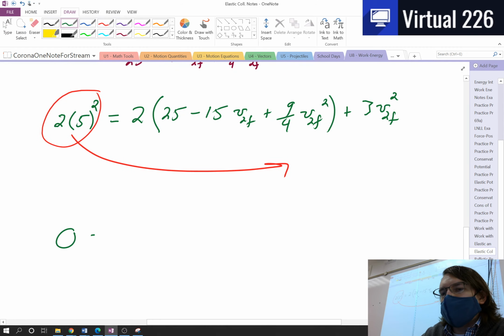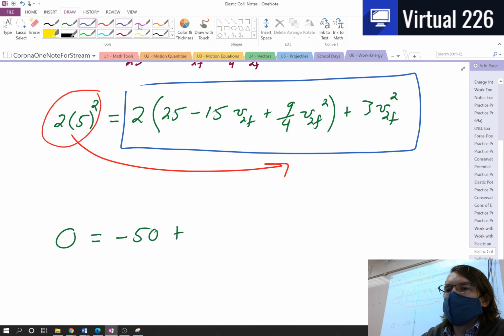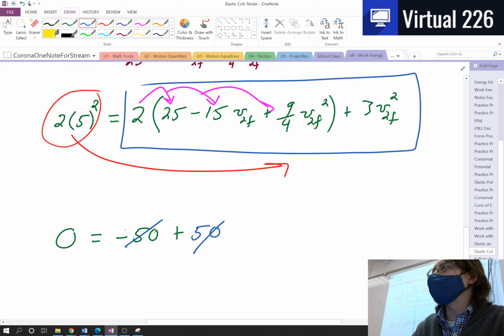So I'm going to have 0 equals a bunch of stuff. And then here's the negative 50 I just subtracted over. I'm going to add that to the rest of this here in blue. And when I do this, I'm going to distribute this 2 throughout everything. Well, 2 times 25 is 50. And this is nice because negative 50 plus 50 is going to work each other away.